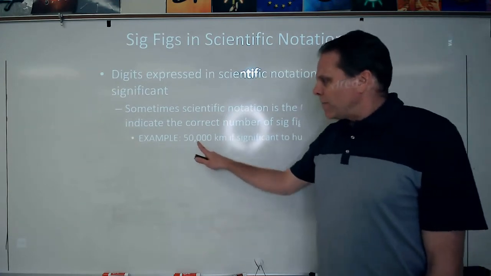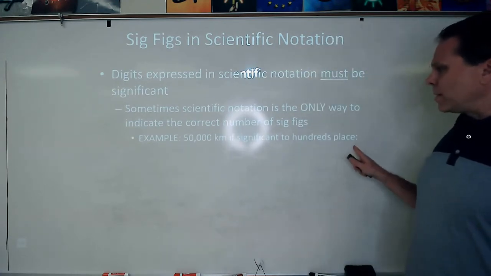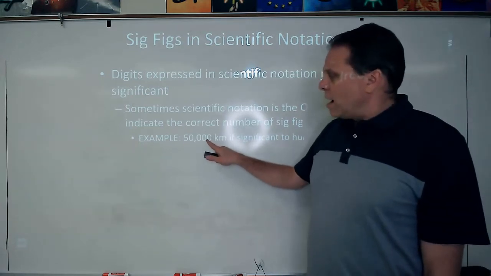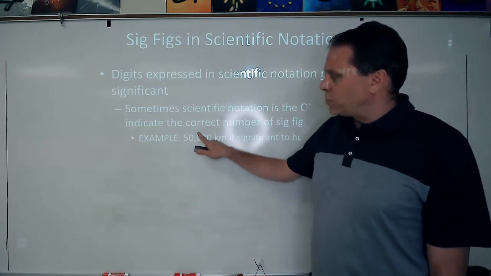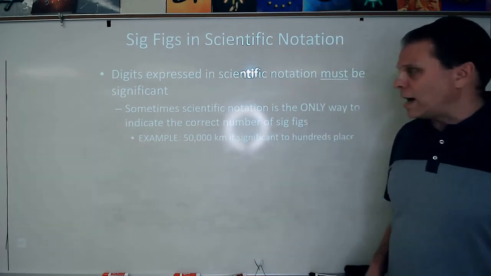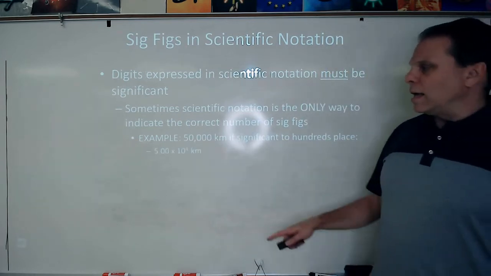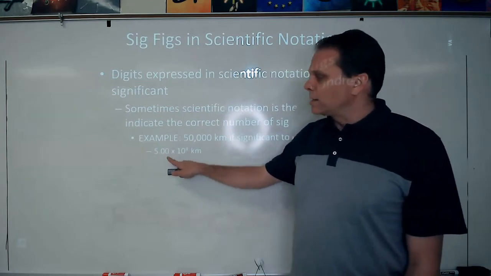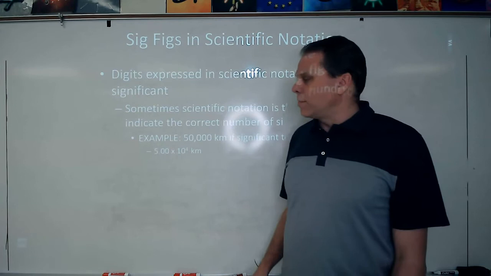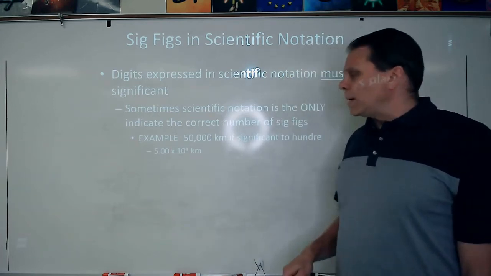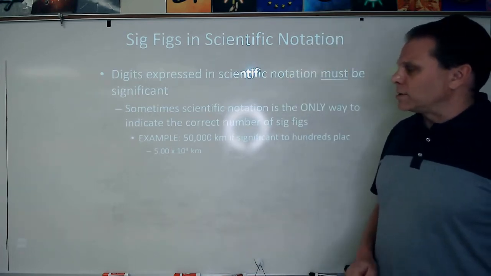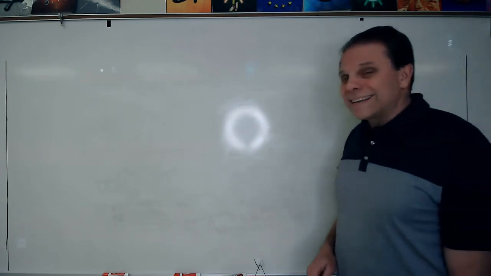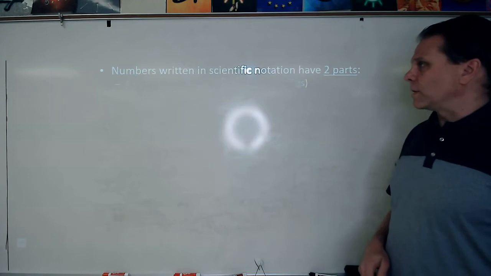For instance, 50,000 kilometers, if I wanted that to be significant to the hundredths place, in other words, I've measured it all the way to the hundredths place, and I wanted to show you that, I would have to do that in significant figures. I'd have to do 5.00. Remember, trailing zeros are significant if they follow a point in the number, right? And so that would be the answer, 5.00 times 10 to the 4th kilometers. That's how you would write that number out in the correct number of significant figures.